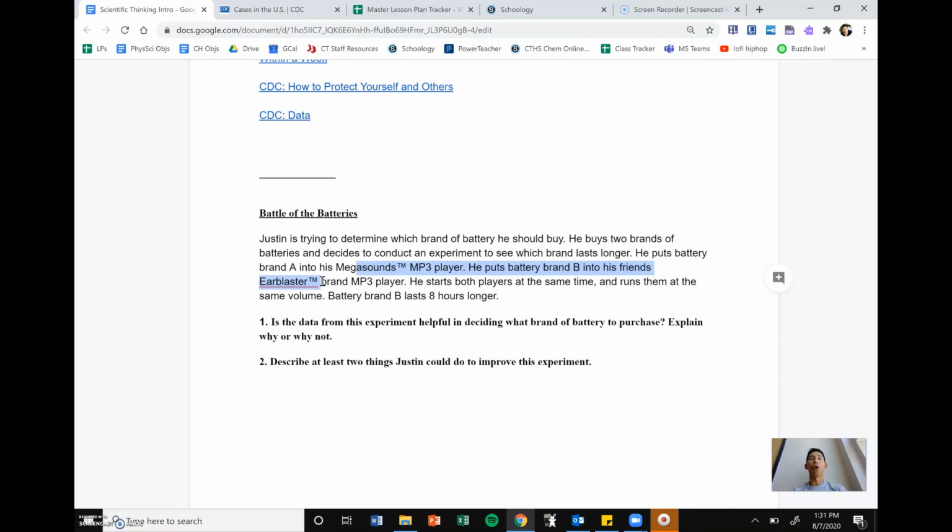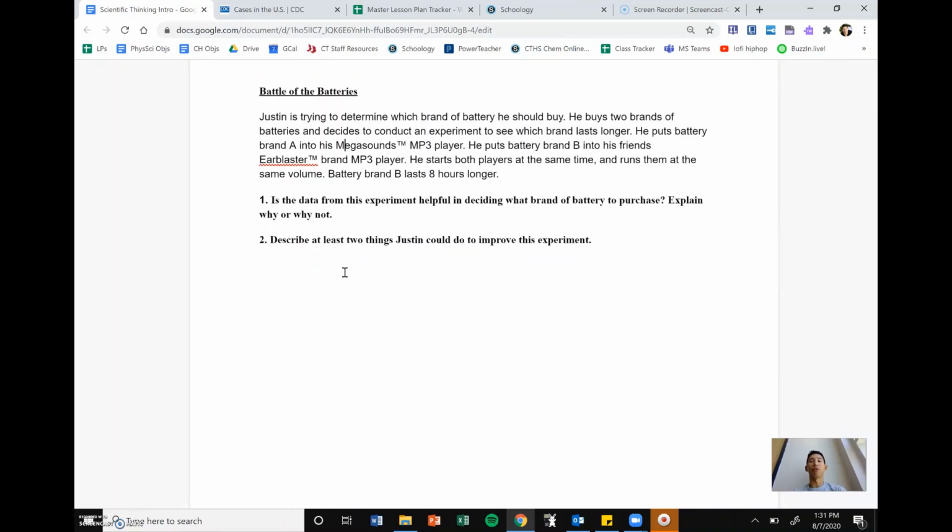We would need to control for the type of MP3 player by using the Mega Sounds MP3 player and using both A and B in that player. And then you could do the same one with the Ear Blaster in order to have a proper control, which is the type of MP3 player. How else can we improve this experiment? Well, we can make sure that they're both playing the same songs, the same playlist, the same kind of jams, and that would be one type of control. Using the same MP3 player across both brands is another type of control.